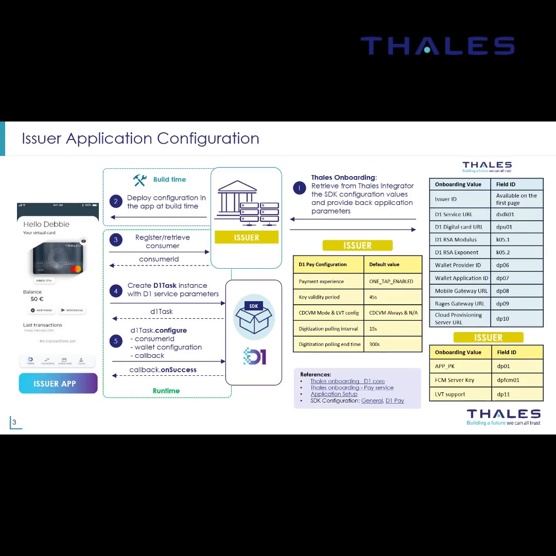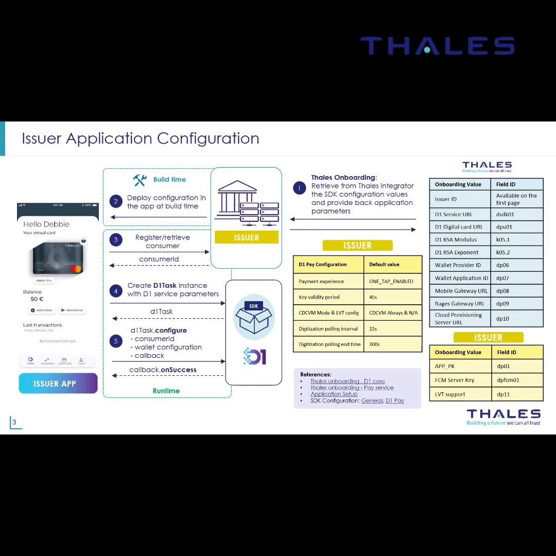The other two tables in yellow describe onboarding and configuration values for which you are responsible. Important ones are the app PK you will retrieve and submit to us, or the different D1 Pay configuration values you will set. Examples of this are the payment experience you select for your end users, such as one-tap enabled or key validity period. We will explain all these different values in detail later, or they are described in our developer documentation when your developers are proceeding to integrate our SDK.